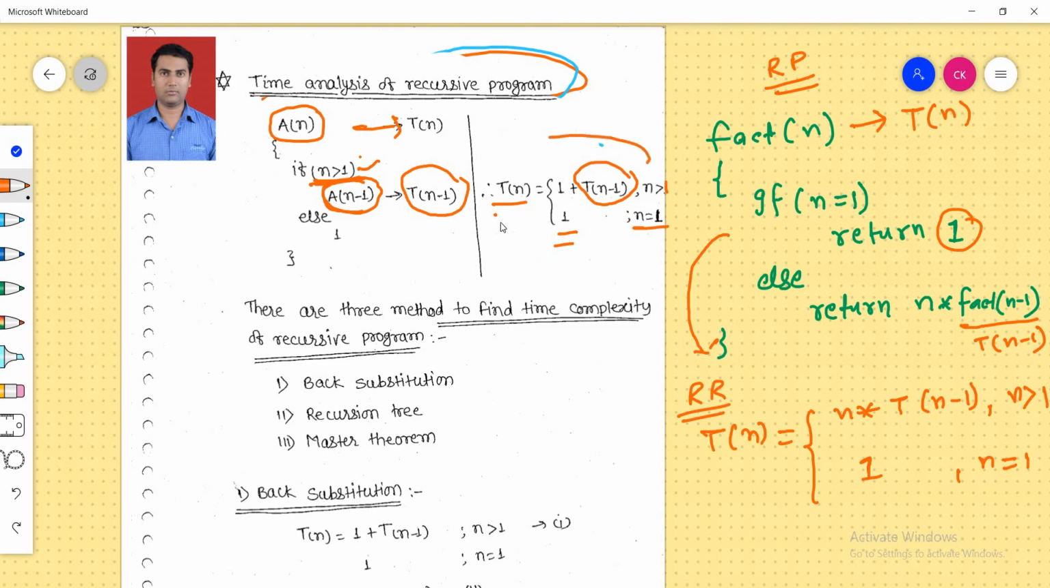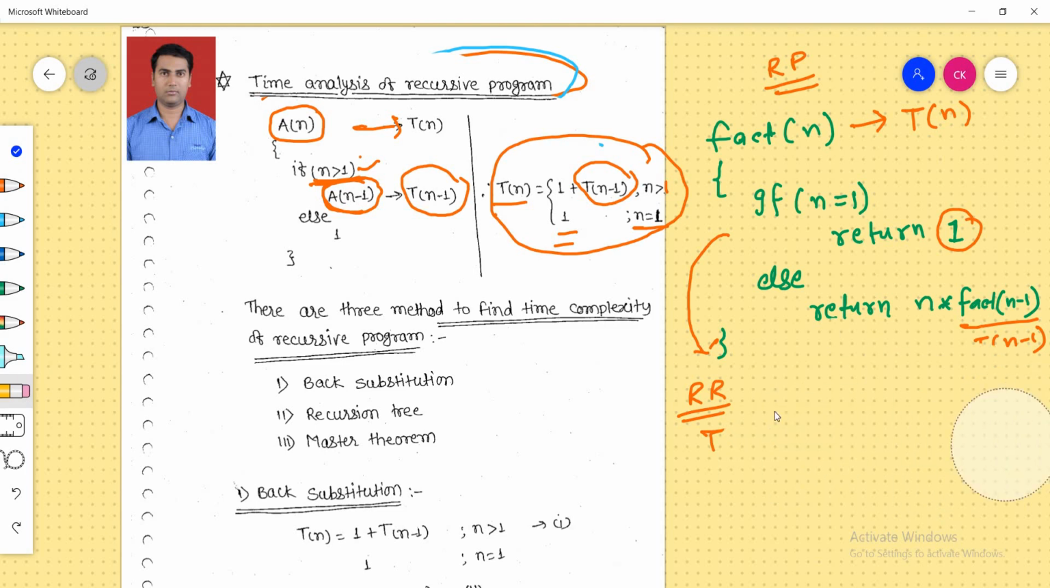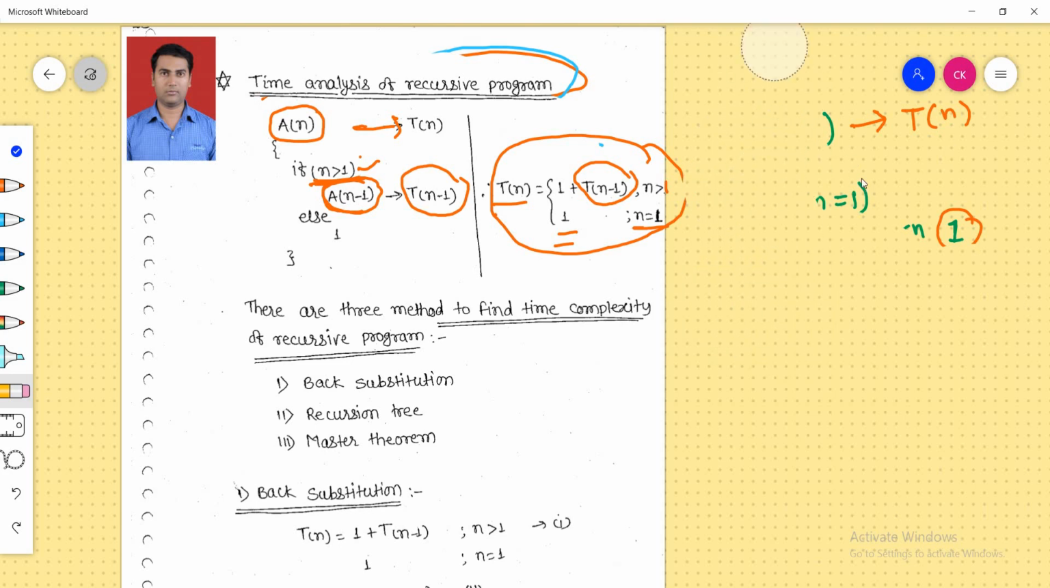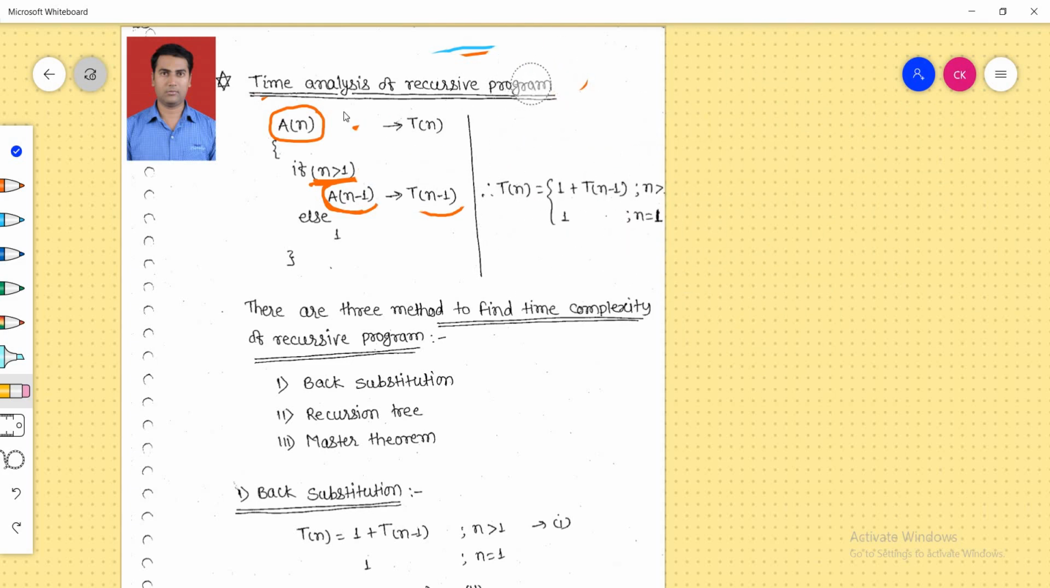Similarly, this is the recurrence relation for this recursive program. I hope you got it. It's quite easy. Once you get the recurrence relation, now we have to solve it to find the time complexity. In order to find the time complexity of the recursive program, we have three methods: the back substitution method, the recurrence tree method, and the master theorem. First, let's discuss the back substitution method.